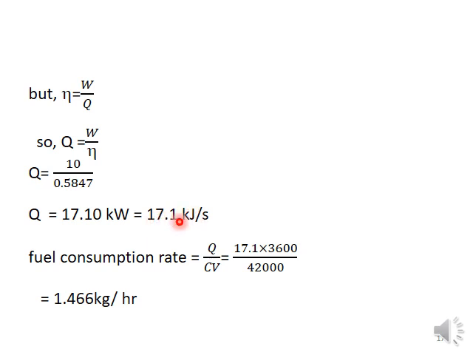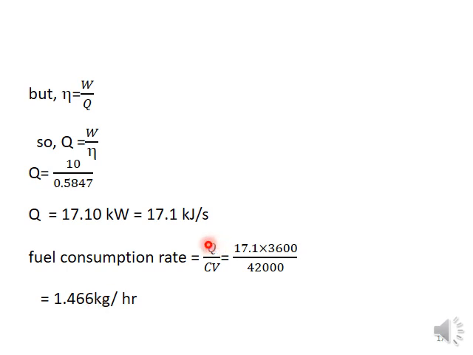And the fuel consumption rate per hour means Q divided by CV. The CV they gave is 42,000 kJ per kg, and per hour means divided by 1 by 3600. So 1 by 3600 goes to the numerator. So 17.1 into 3600 divided by 42,000 is 1.466 kg per hour. The fuel consumption rate is equal to 1.46 kg per hour.